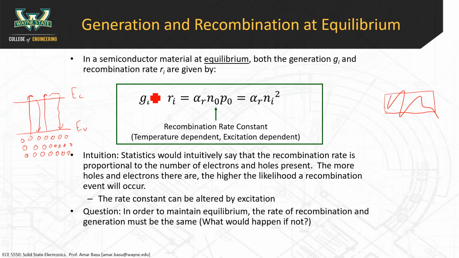And so G here is the generation rate. It's the number of generation events per second. So the units for this would actually be 1 over seconds. All right, so that's the generation rate. The generation rate at equilibrium is equal to the recombination rate. The recombination rate is the number of recombination events per second.